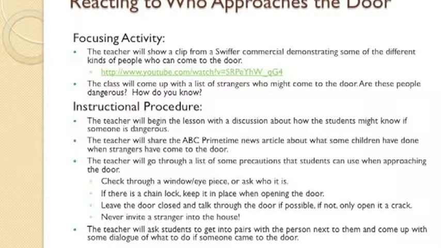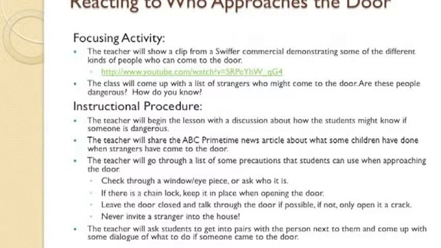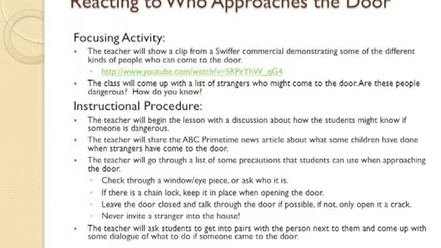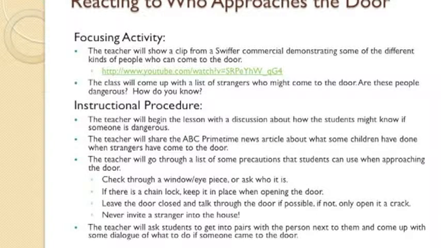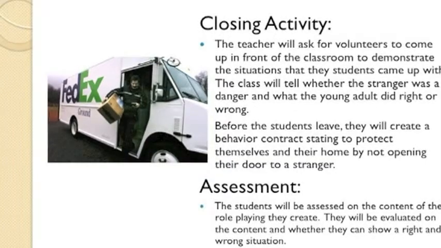So to talk about different situations, we'd go through and tell them that you need to look through a window or an eyepiece if you have it on your door. If there's a chain lock, try to keep it on if you don't know who it is. Leave the door closed if possible, or just open it a crack if it's somebody you don't know, and never let anybody in your house that you don't know.